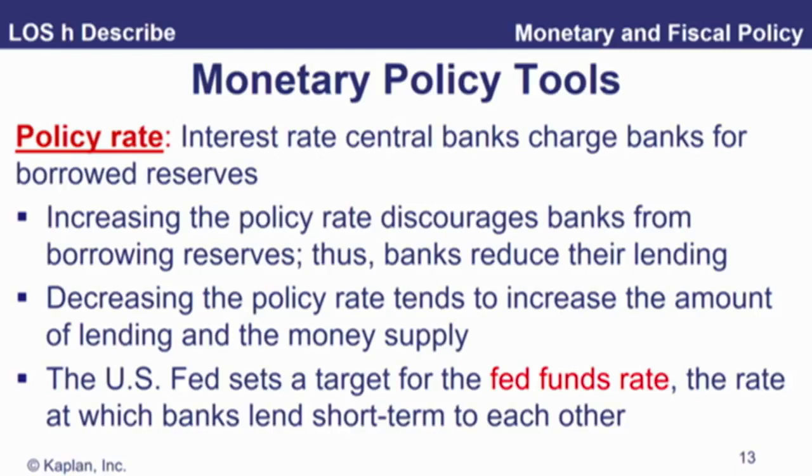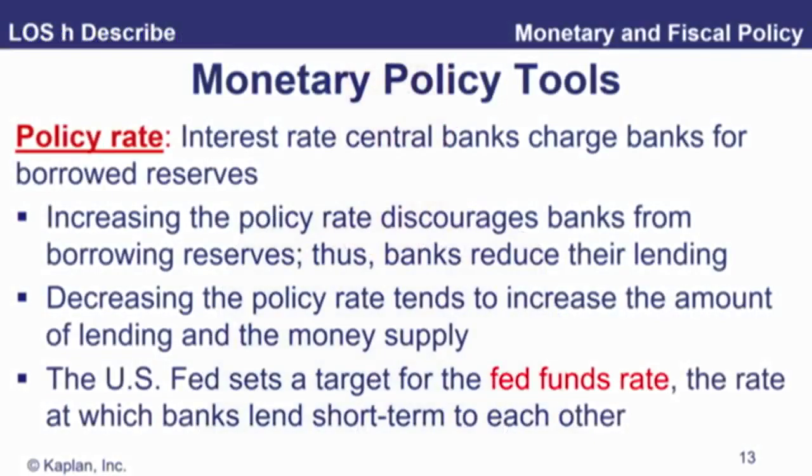Well, logically, rationally, that will discourage banks from borrowing reserves. As a result, those member banks reduce their lending. So if we're increasing the policy rate, what you would expect to see is a reduction in the money supply, and hence increasing that policy rate is contractionary monetary policy. Second bullet point, obviously the opposite. If you decrease the policy rate, that's going to encourage member banks to start lending and hence increase the money supply. That will be expansionary monetary policy. So we can use it in either direction.